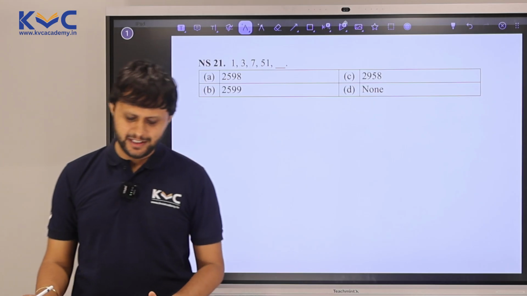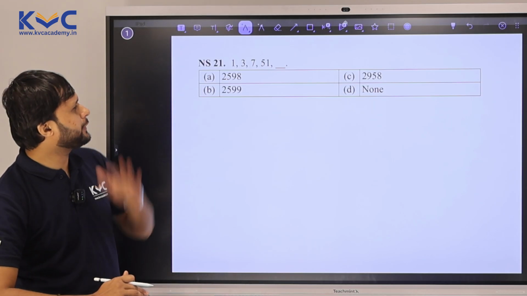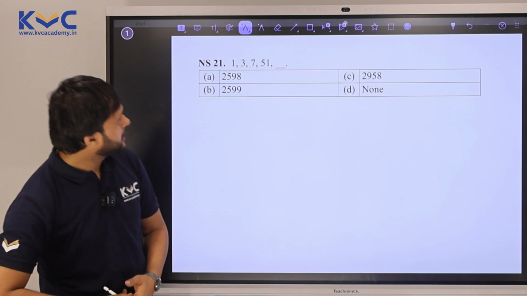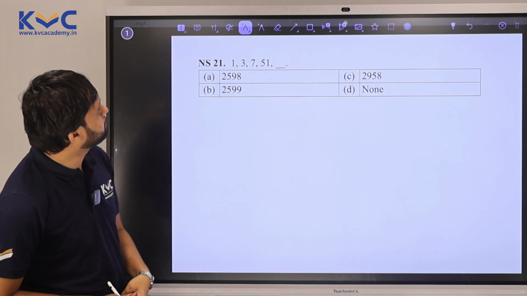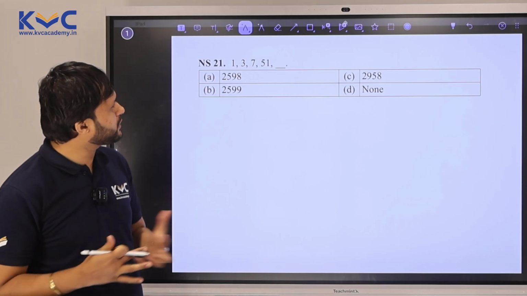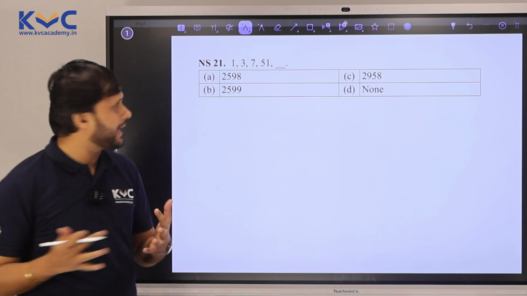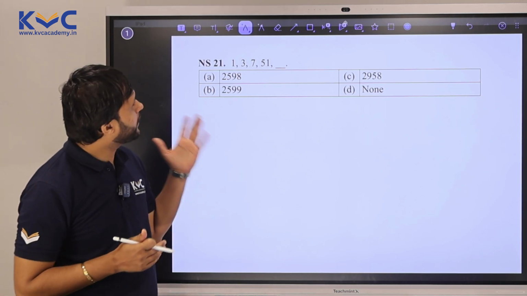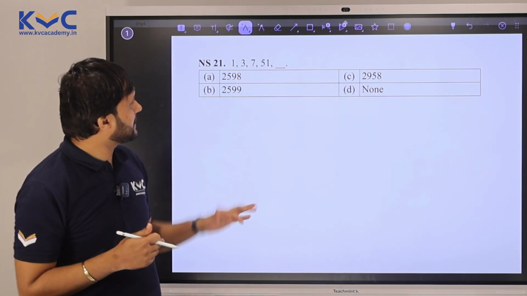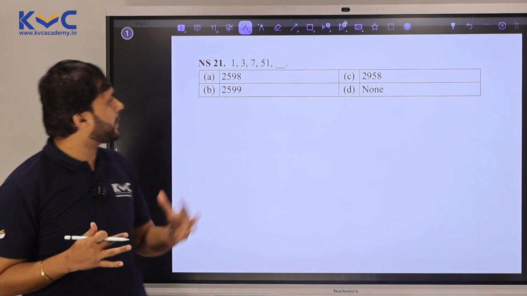Question number 21. We have 1, 3, 7, 51. The numbers are increasing, so it could be addition, probably multiplication, but I think the numbers are jumping much more than multiplication also. So probably we'll have to square. Let's see if you square. We have 1 square is 1, a little more than that. 3 square is 9, very close to 7. 7 square is 49, very close to that. So it's very close to the square numbers.